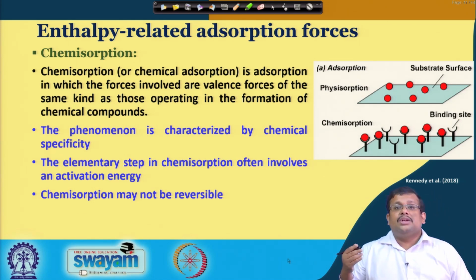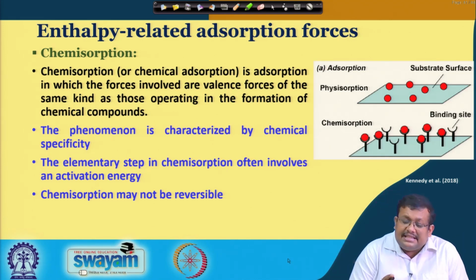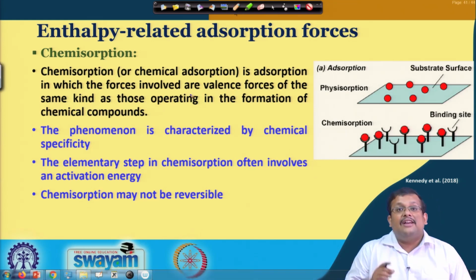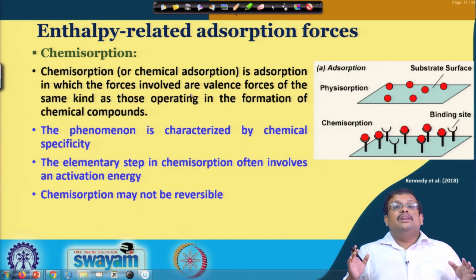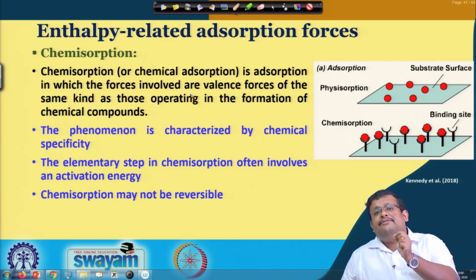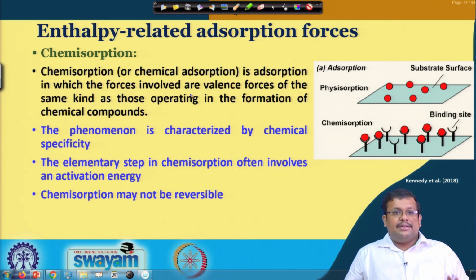Now, chemisorption is the short form of chemical adsorption. This is an adsorption in which the forces involved are valence forces of the same kind as those operating in the formation of chemical compounds. Now, it has some specific features. This chemisorption has some specific features, as you can see.